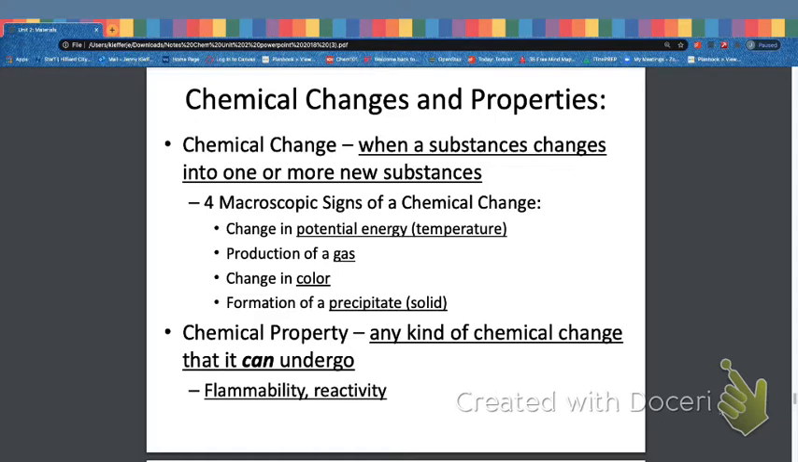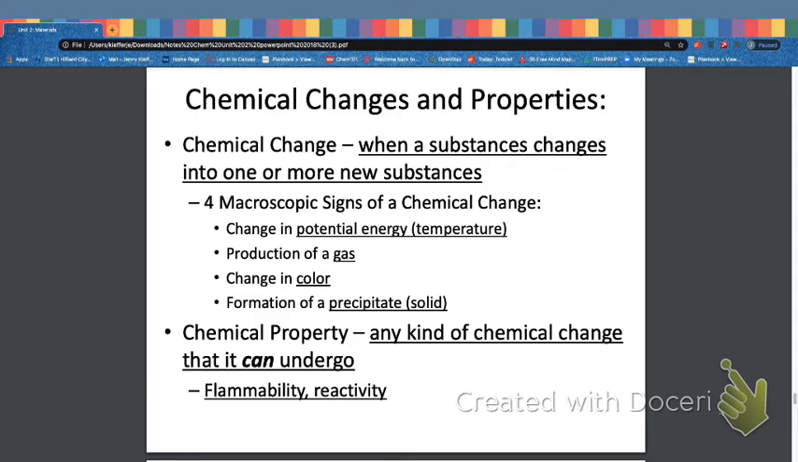And then the fourth sign that we look for is the formation of a precipitate or a solid. And this is the same type of thing. If we have two clear solutions and we mix them together and a solid forms, or it gets cloudy, that's a sign of a chemical change. And we're going to see some of these things tomorrow. I'm going to do some demonstrations for you. So those are the four things we look for when we're trying to decide whether we've got a chemical change or not.